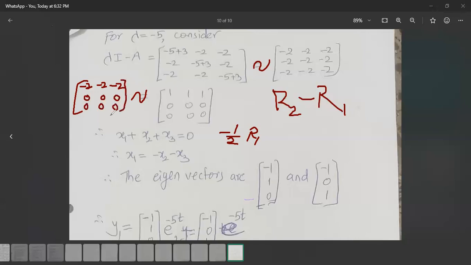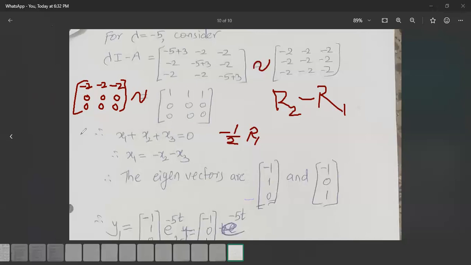Got it now? Yes. And to this, you are multiplying by minus half. So what does it give you? 1, 1, 1. Okay? Yes.